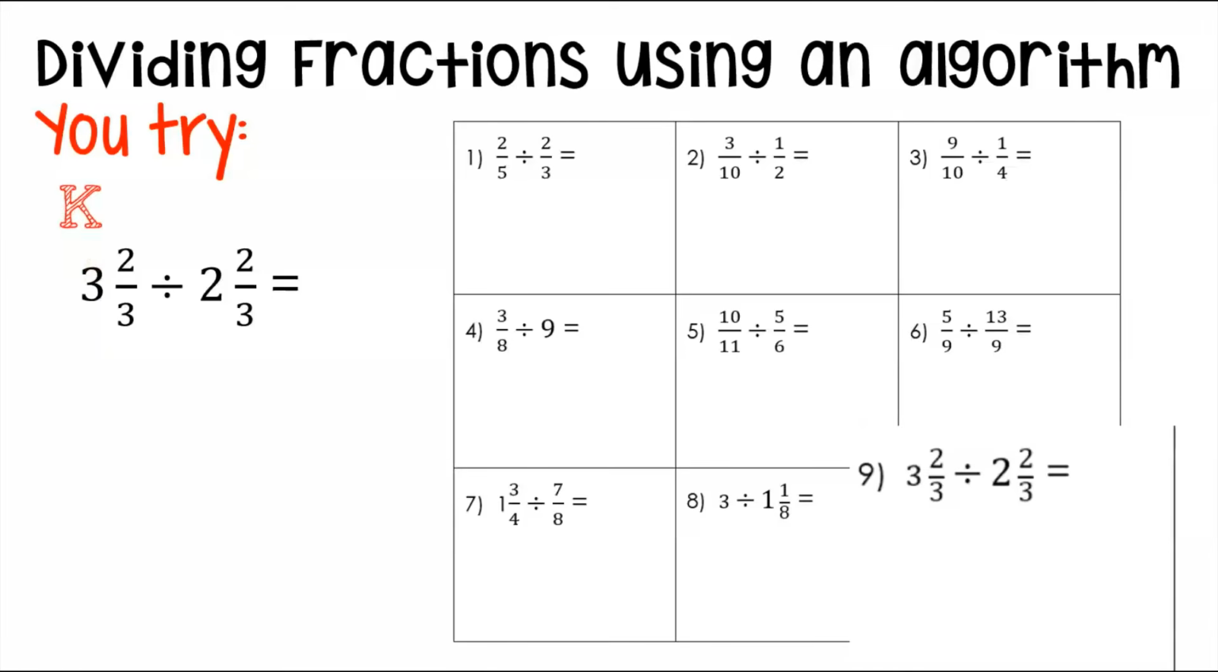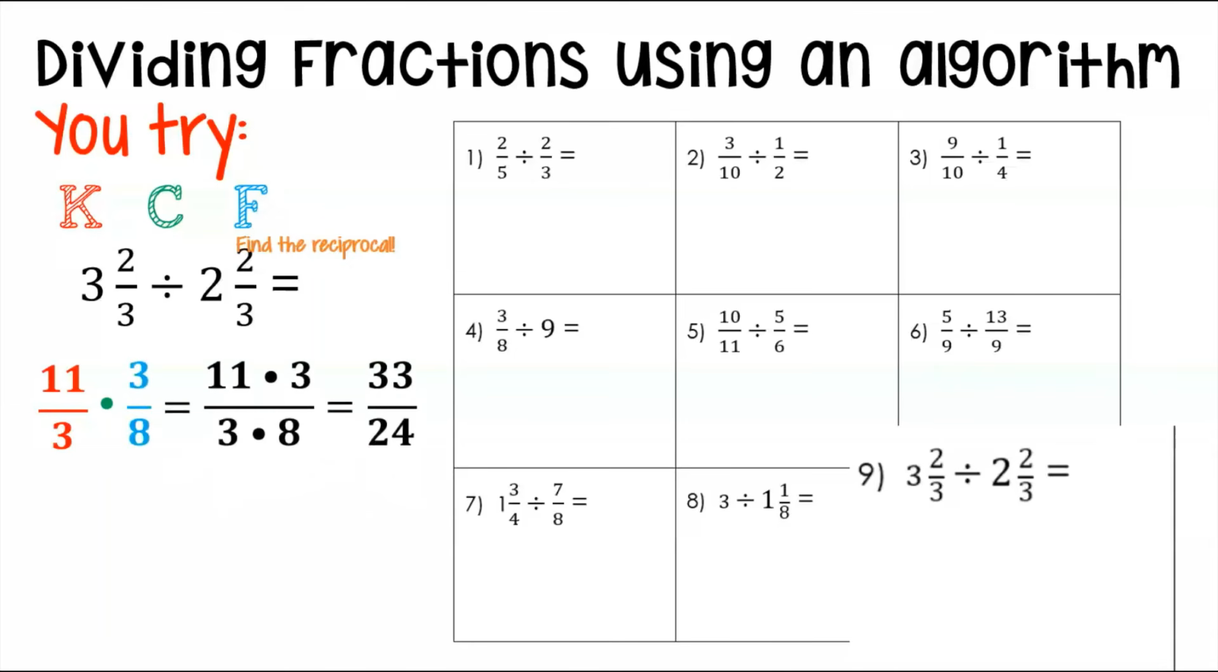So we're going to keep the first fraction. 3 times 3 is 9, plus 2 is 11, so that becomes 11/3. We're going to change from division into multiplication, and we're going to flip, or find the reciprocal of, the second fraction. 2 times 3 is 6, plus 2 is 8. 8/3 becomes 3/8. Then we can simply multiply across. 11 times 3 is 33, and 3 times 8 is 24.